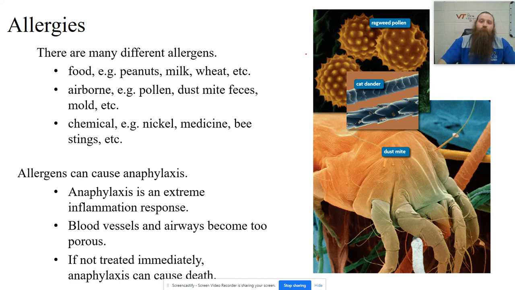Here is the surface. In this picture right here, we have the surface of ragweed pollen. And you can see there are the antigens, right? These little spikes sticking off. Cat dander is something that, if you're allergic to cats, you're likely allergic to. Those are the little skin cells on the surface of the hairs. And you can also be allergic to dust mites, which are tiny little animals that feed on dust. Dust is mostly like dead skin, so that's gross.